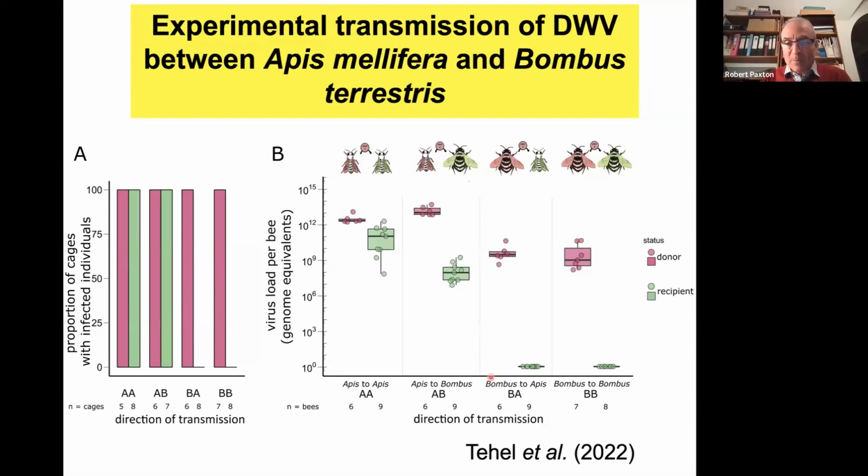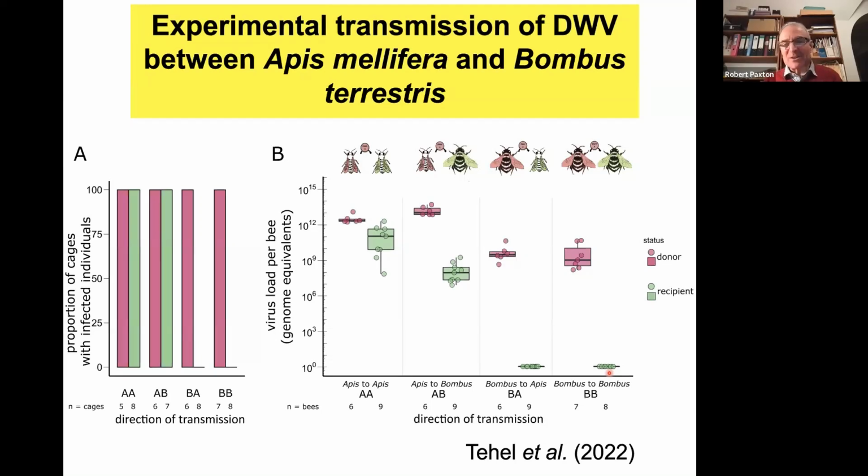So bumblebees that we infected, in pink, had virus in them, in both cases. The honeybees that were uninfected that were introduced did not have virus in them. The bumblebees that were uninfected that we introduced with the bumblebees did not have virus infected in them. So it looks like the virus can transmit readily from honeybee to bumblebee. But at least in these laboratory experiments, it didn't go from bumblebee to honeybee.